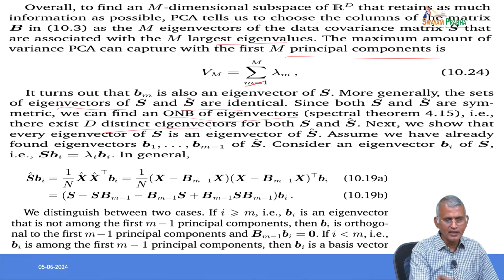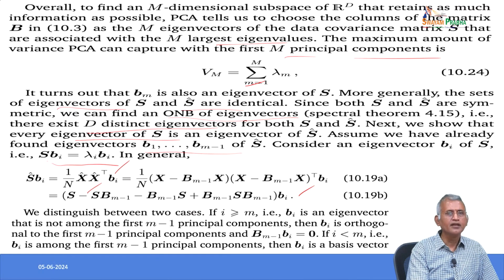So, there exist d distinct eigenvectors for both S and S bar, and next we show that every eigenvector of S is an eigenvector of S bar. Also assume we have already found the eigenvectors b1 to b_{m-1} of S. So, for the eigenvector b_i of S, S b_i equal to lambda_i b_i. So, S bar b_i equal to 1 by n into X bar X bar transpose b_i, which is equal to 1 by n into (X minus B_{m-1} X) into (X minus B_{m-1} X) whole transpose into b_i. So, simplifying and cross multiplying these two, we have S minus S B_{m-1} minus B_{m-1} S plus B_{m-1} S B_{m-1}, all into b_i.